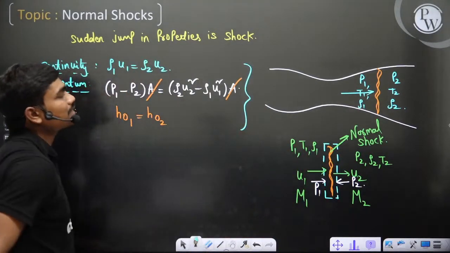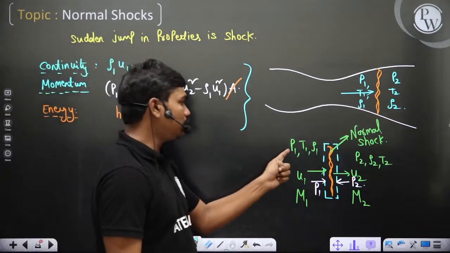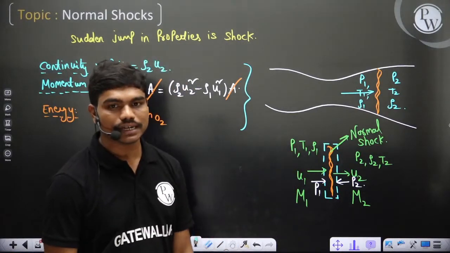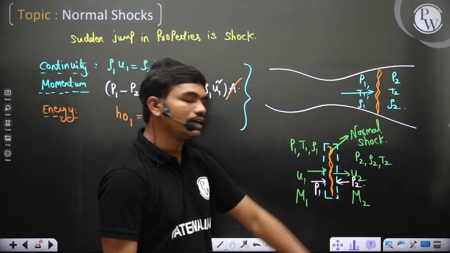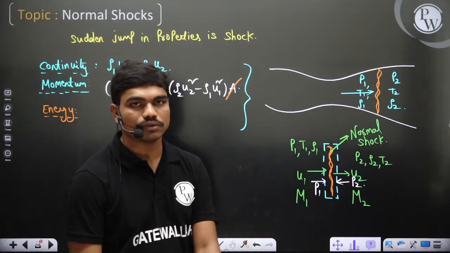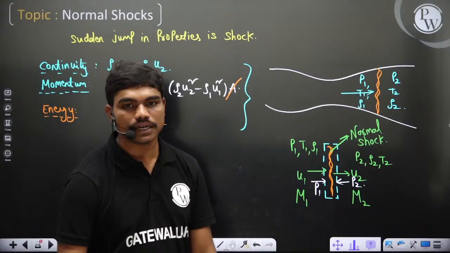Okay, so these are the 3 equations, but you have 4 unknowns here: P2, rho2, T2 and U2. Velocity is also there. So you have 4 unknowns, so we need one more equation. And what is that equation?